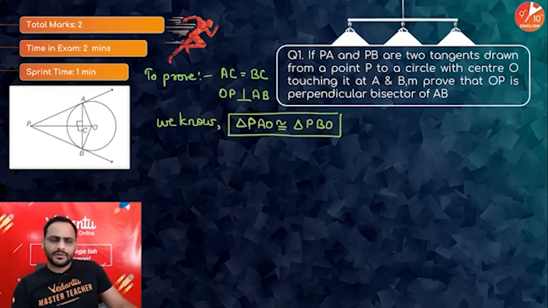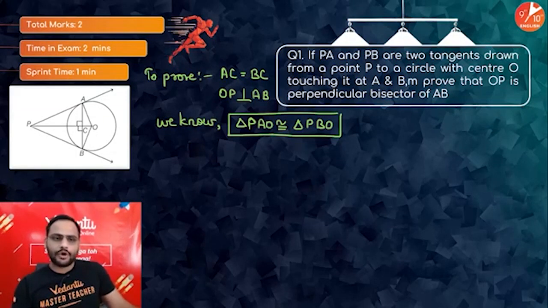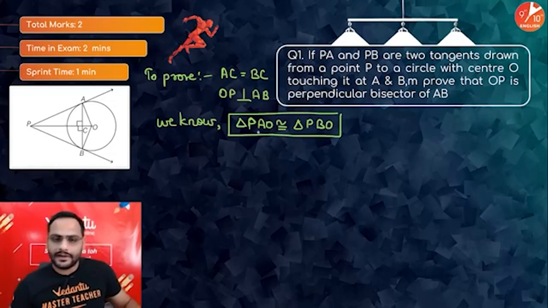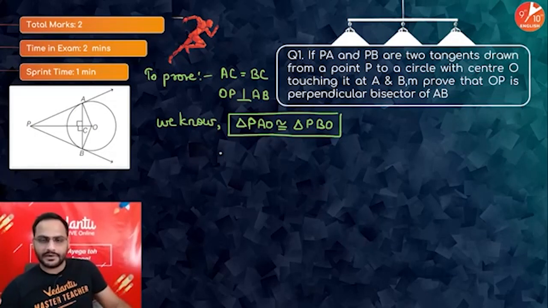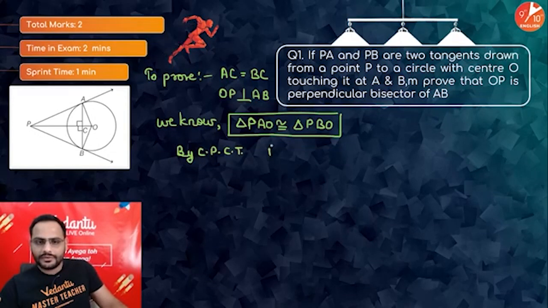Pretty easy. देखो, you know angle PAO and angle PBO will be 90 degrees. Radius at the point of contact is perpendicular to tangent. Then AO and BO radius equal, PO common, hypotenuse equal. So by the right angle hypotenuse side rule, both triangles will be congruent. By RHS rule I am writing. If they are congruent, by CPCT I can say one thing. By CPCT we know that PA and PB will be equal. Also angle APO will be equal to angle BPO.